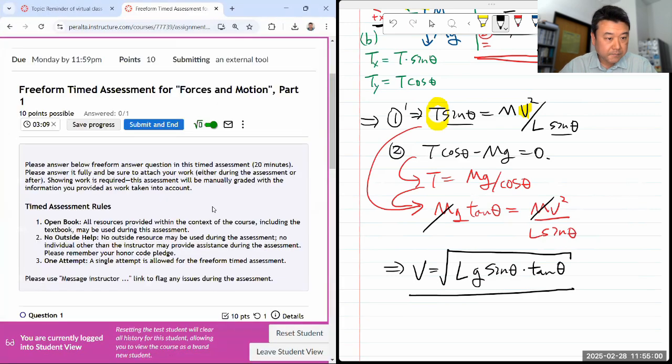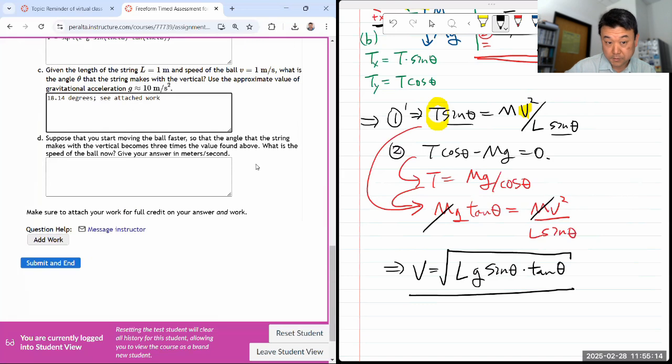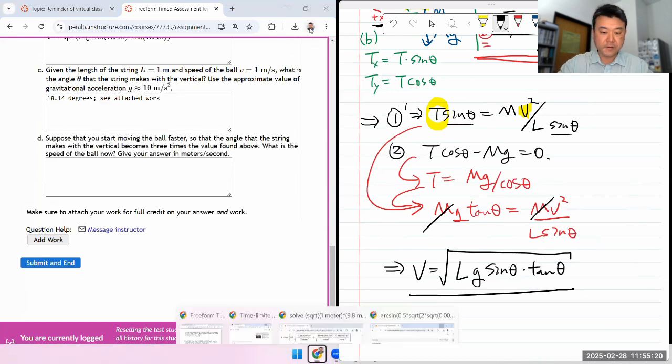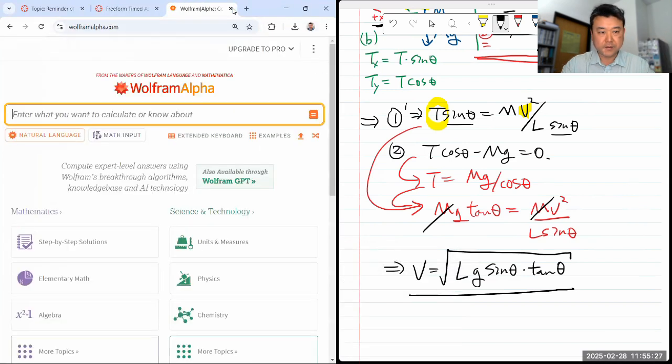Let's see, how much time? 3 minutes. And attach the work. Suppose that you start moving the ball faster so that the angle that the string makes is 3 times the value found above. What is the speed of the ball now? Okay. Then I can go back to using this formula that we've already derived. So going back to using the formula, let me just do another Wolfram Alpha thing. I'll just curate them later.